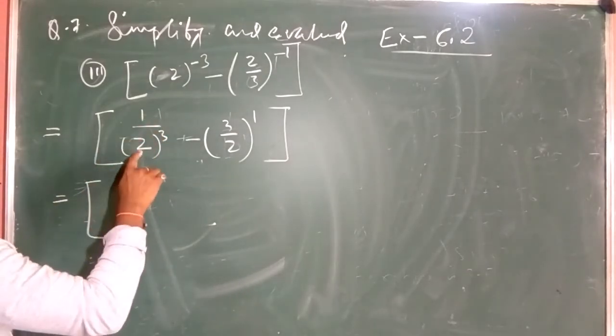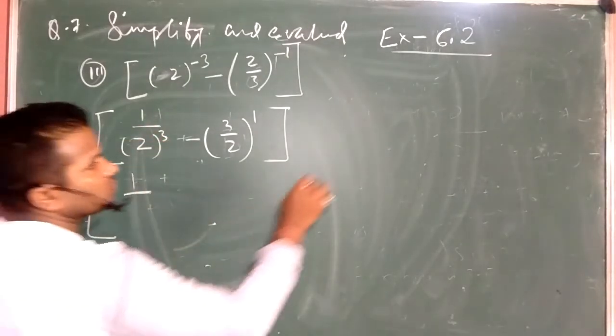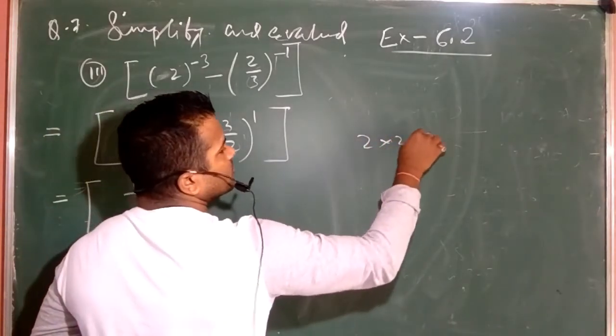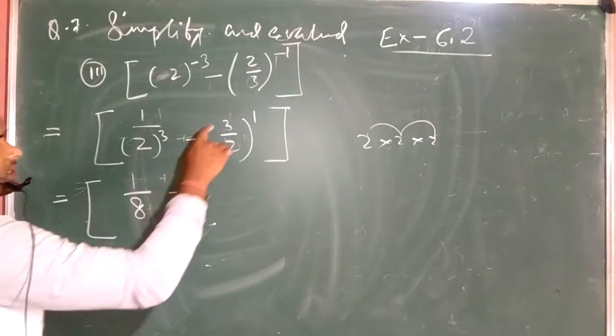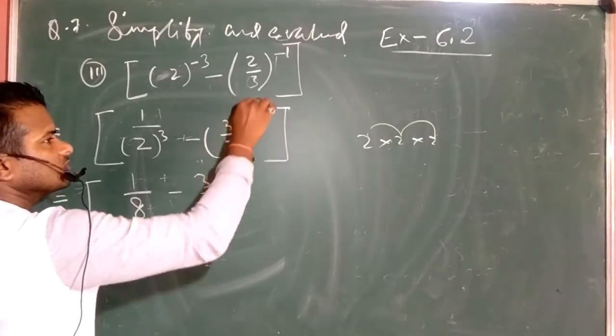1, so 1. 2, 3. That means 2, 3 means what? 2 to the power 3 means 2 into 2 into 2. So 2 2s are 4, 4 2s are 8. Minus 3 once, so 3. 2 also once, so 2.